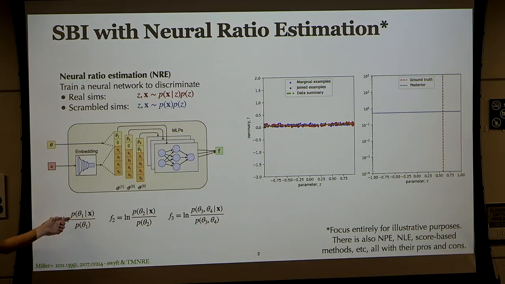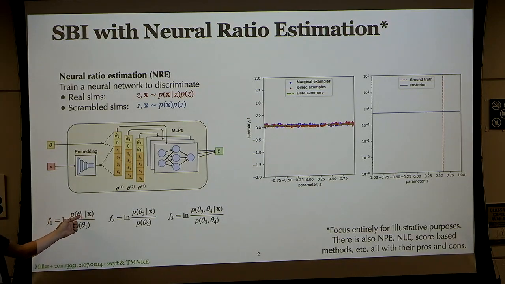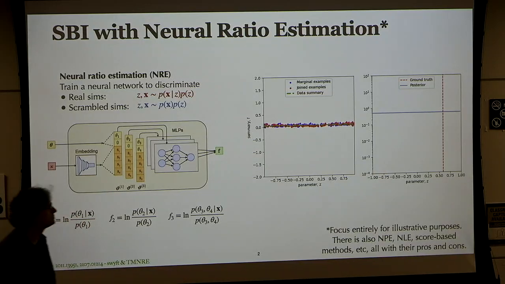So log ratio for the posterior for your radius given the observed image divided by the prior.